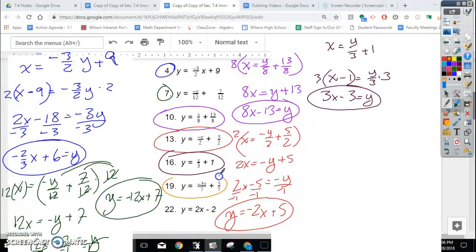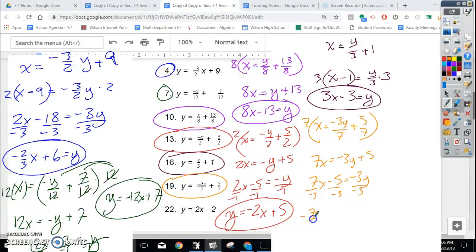All right, 19. X equals negative 3y over 7 plus 5/7. I'm going to multiply everything by 7 to get rid of those fractions. So negative 3y plus 5. I'm going to subtract 5 over. And then I'm going to divide by negative 3. So we got negative 7/3 x plus 5/3 equals y.